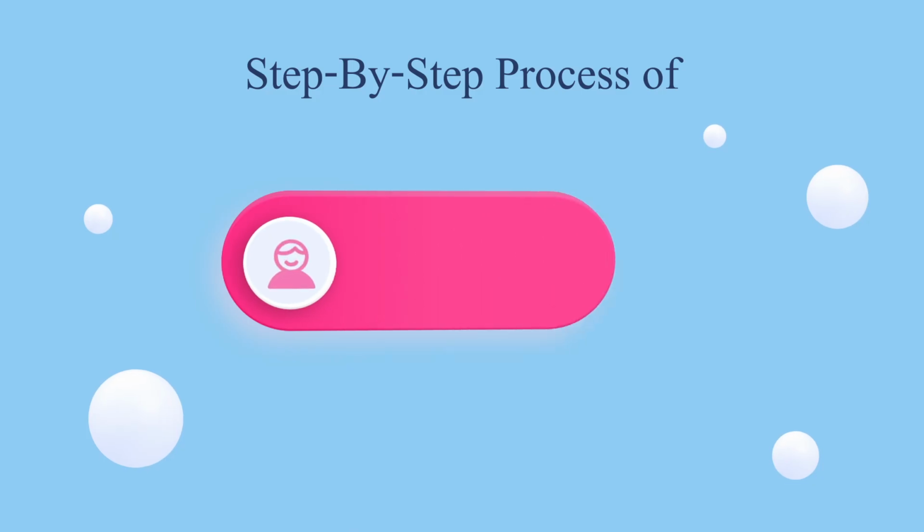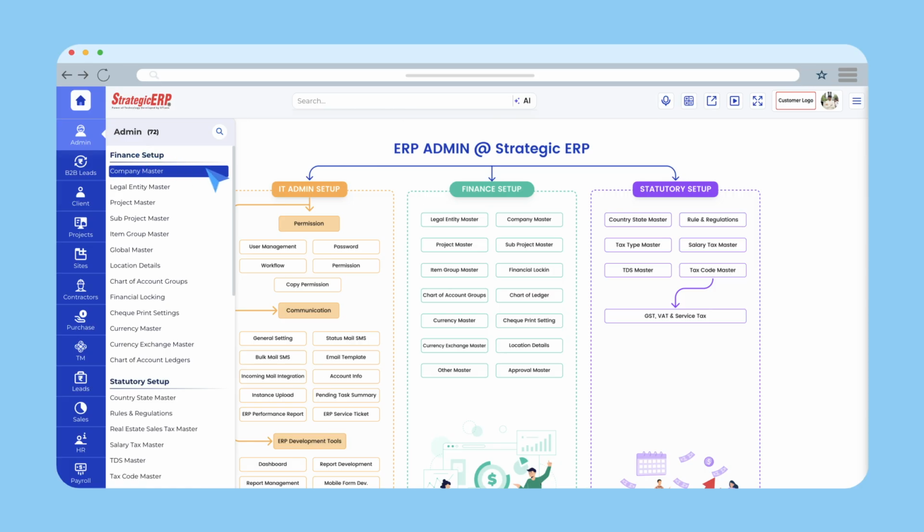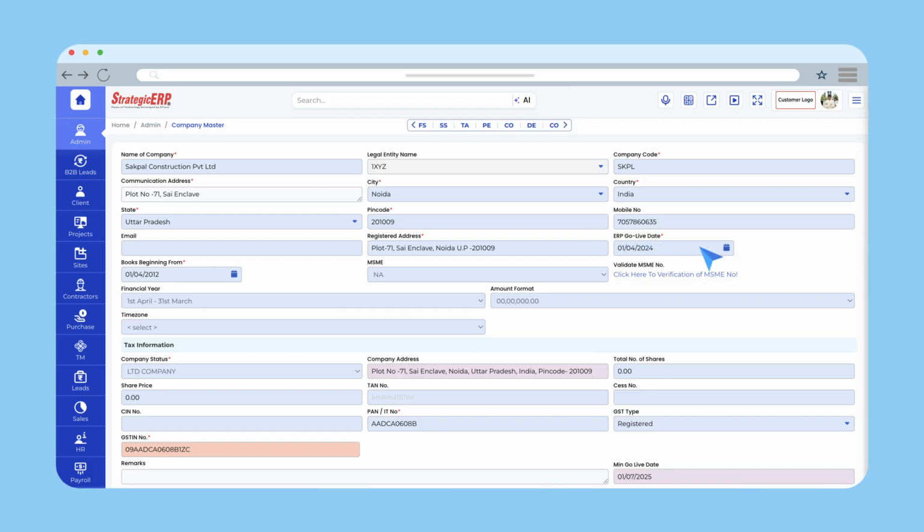Let us understand the step-by-step process of performing Tally integration in Strategic ERP. Navigate to the Company Master form under the Admin module. To begin, you need to first check if the ERP go-live date is matching with the Tally data under the Company Master. Financial locking form for the selected company should be open.